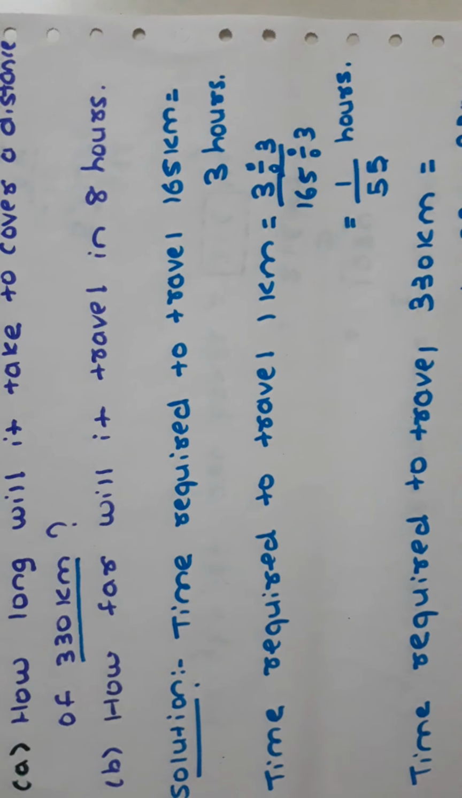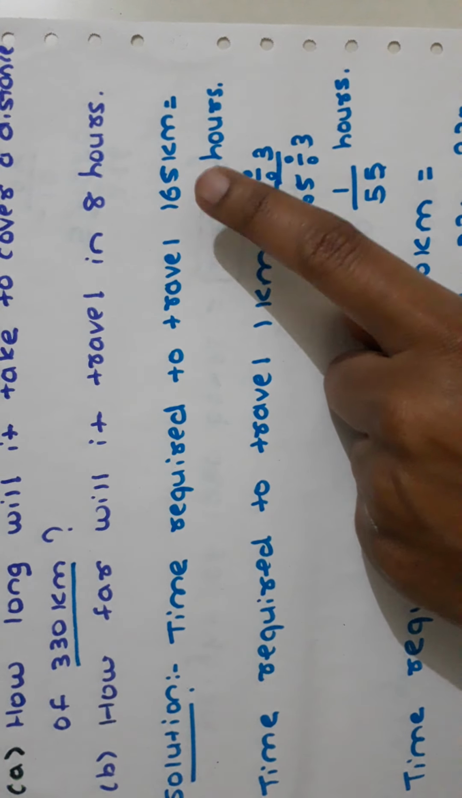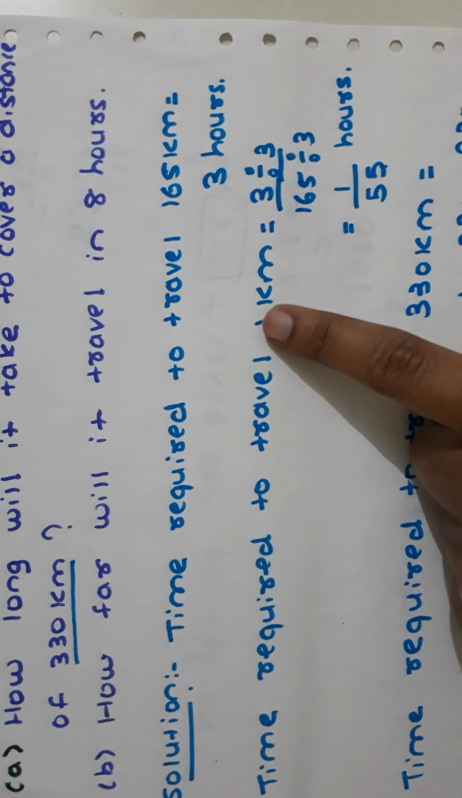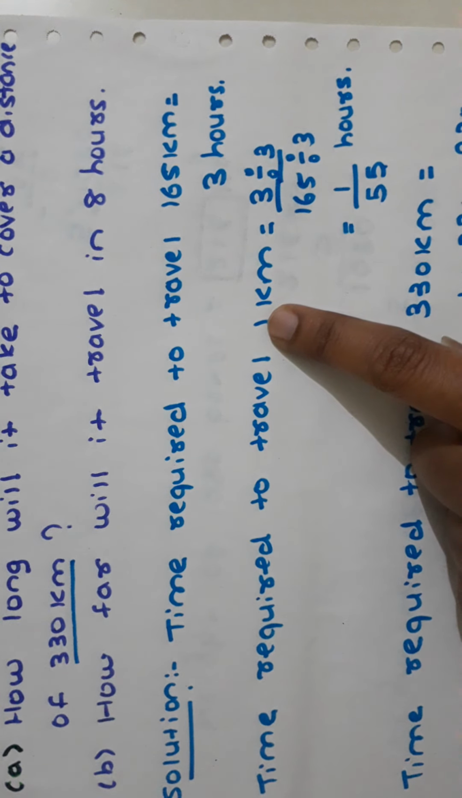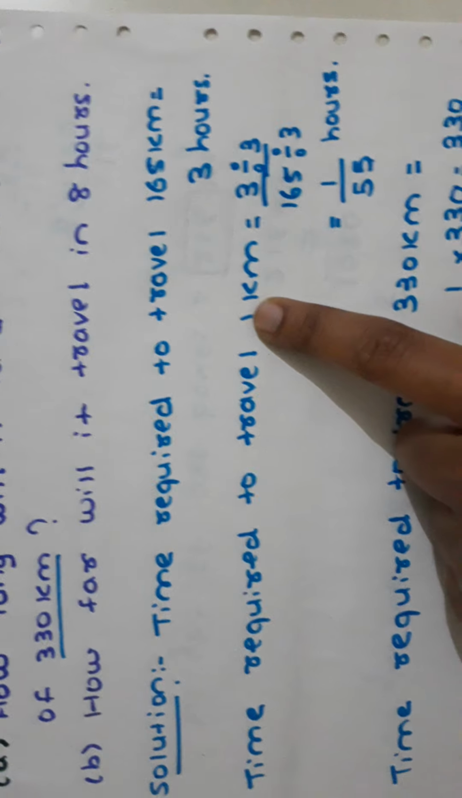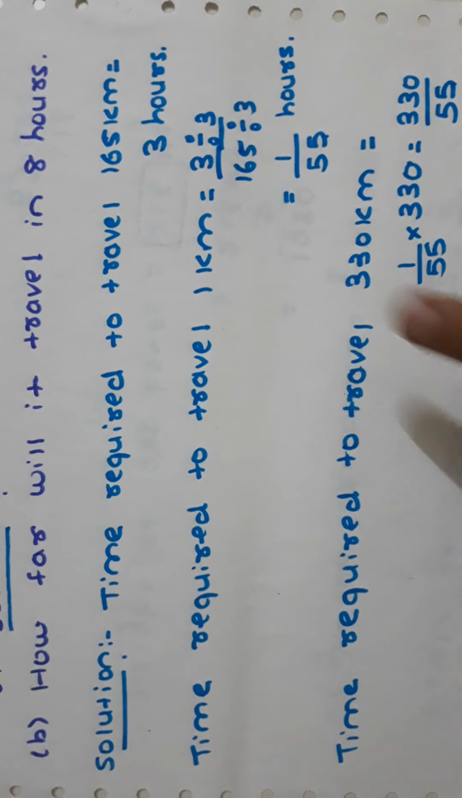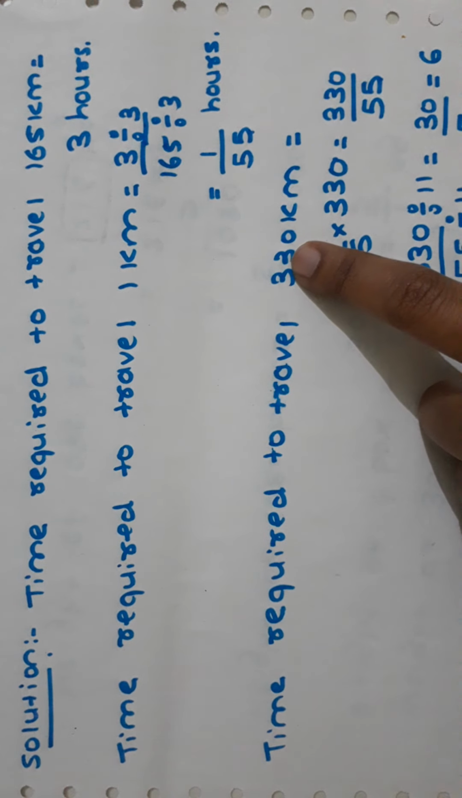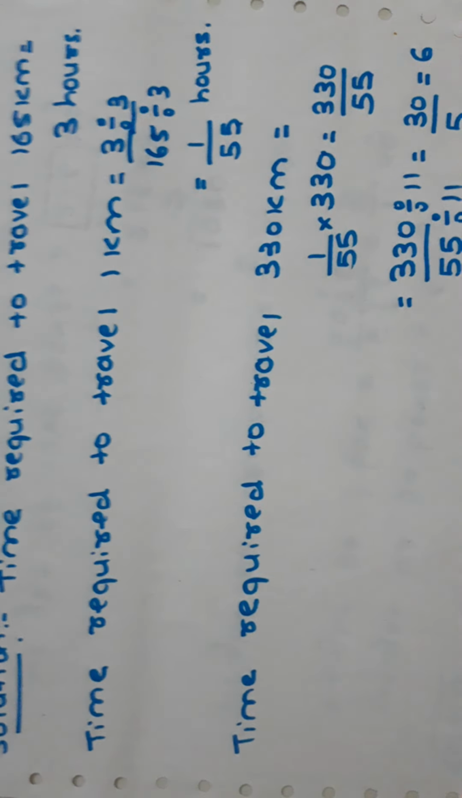So from 165 kilometers, we find the time required to travel 1 kilometer using the operation of division. And then from 1 kilometer, we find the time required to travel 330 kilometers using the operation of multiplication.